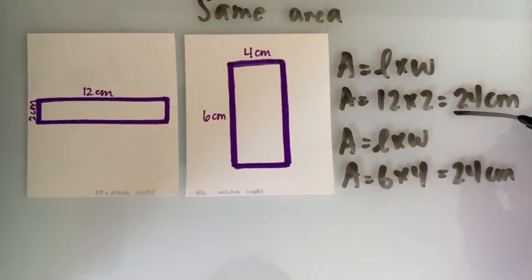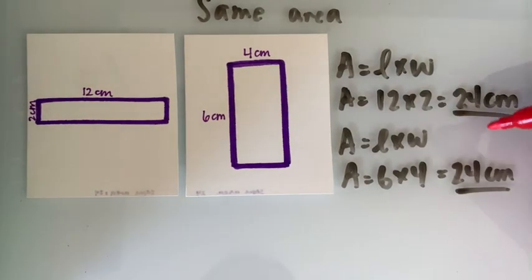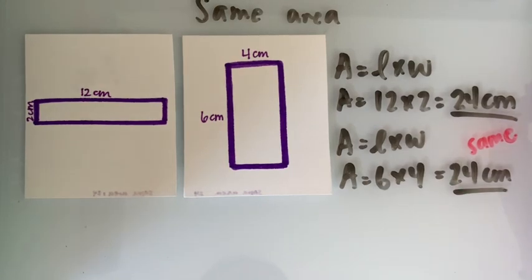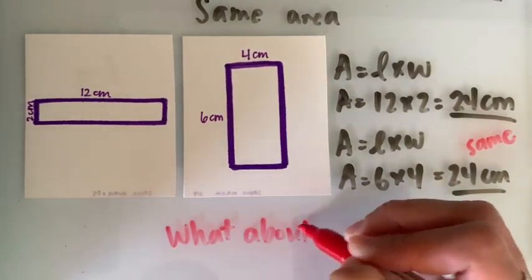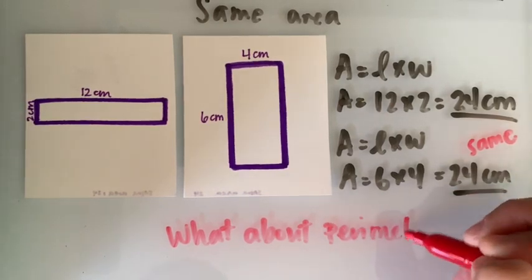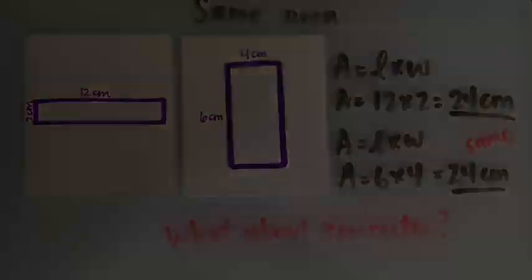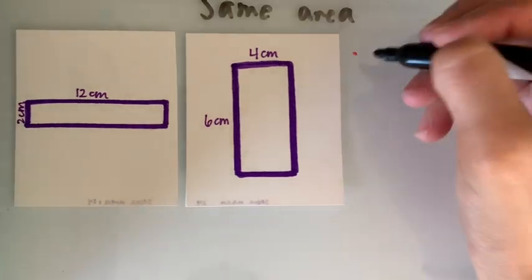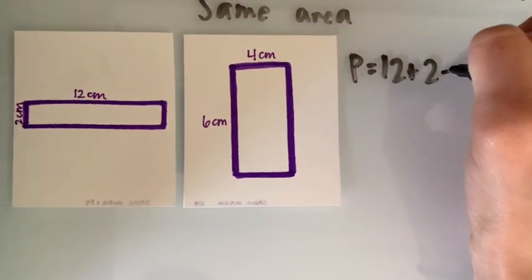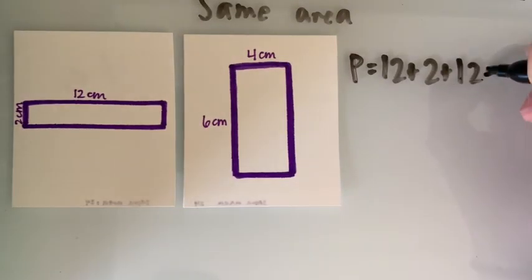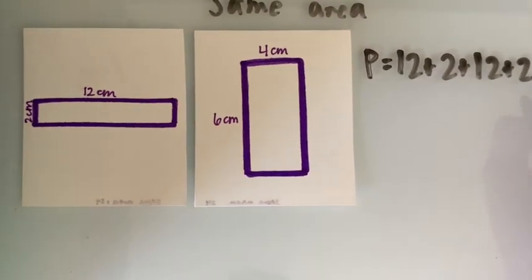So that means that the area is the same, right? But what about the perimeter? Is the perimeter the same? So let's figure that out. Remember, before we get started, the perimeter is the distance outside of the shape. So we're going to be adding up each side. So here we have 12 plus 2 plus 12 plus 2.